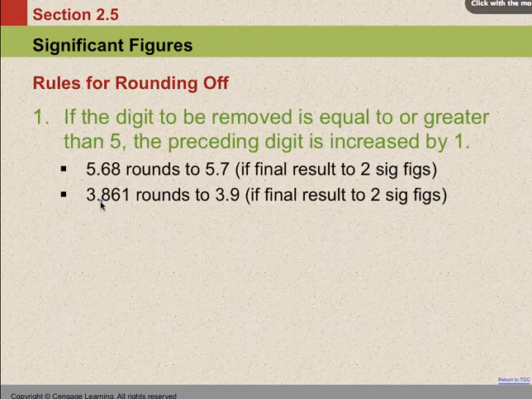In this number, 3.861, say we want to round to 2 significant figures. We're going to want to round to the tenths place. We look to the number directly following it. It is a 6. That's greater than 5, so I need to round this 8 to a 9. Our answer should be rounded to 3.9 if I want to round to 2 significant figures.